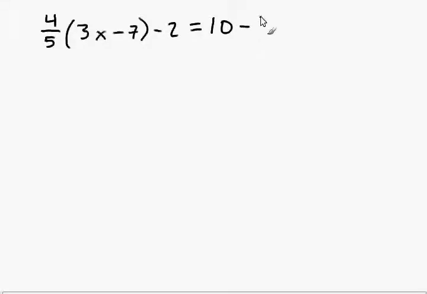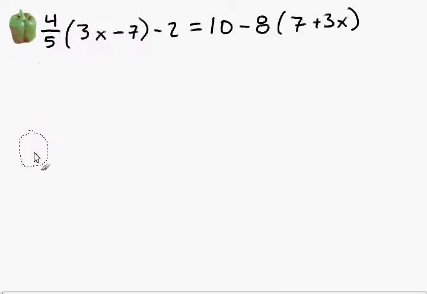Let's take a look at the equation 4/5 times 3x minus 7, minus 2, is equal to 10 minus 8 times the quantity 7 plus 3x. And in keeping with our short-lived tradition here, this guy is a little spicy. But first things first, we're going to distribute. Before we do anything else, it's distribution time.